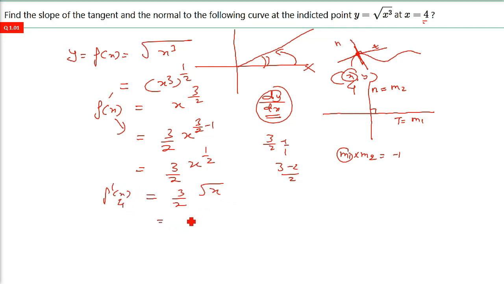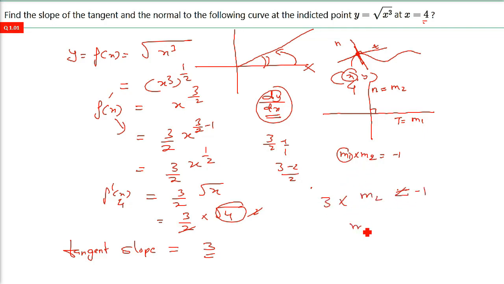Now this x is 4, already given. So we have to find out the differentiation value at x equals to 4. Under root 4 will be 2. You can cancel these 2 and this will be 3. Now the slope of the tangent is 3 here. And as I just indicated, what will be the slope of the normal? When you multiply the two slopes m, you'll get -1. So m2 will be, if 3 is m1, m2 will be -1 by 3. This is how you have to do it.